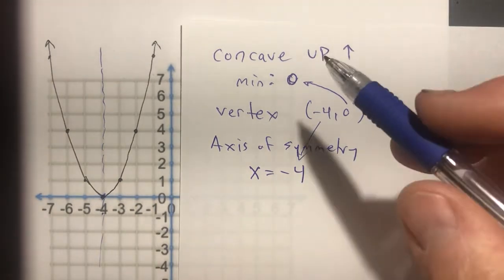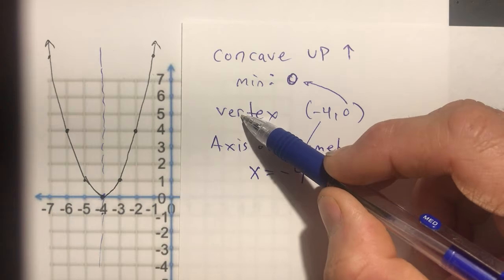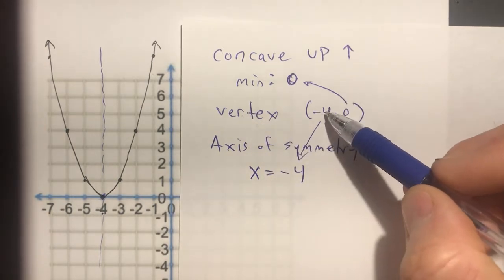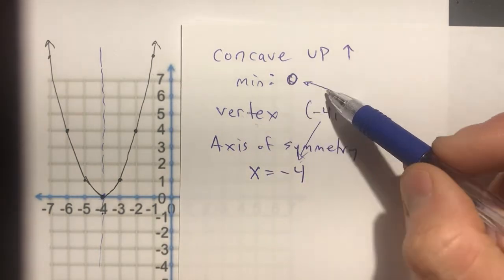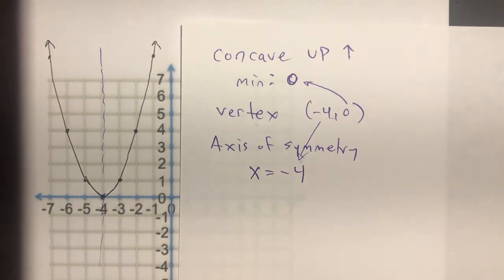So when you have your vertex, usually I just find the vertex first because that tells me my axis of symmetry and it tells me my minimum or my maximum value every time.